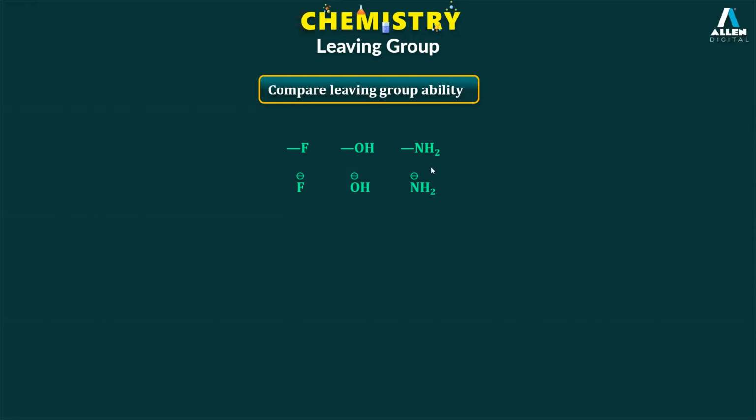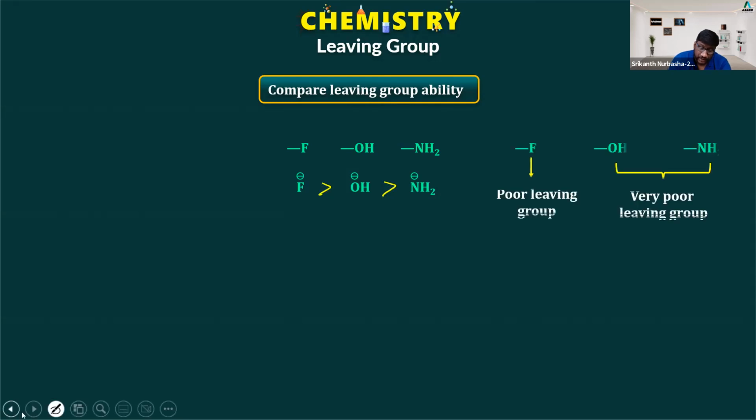Fluorine, like negative fluorine. Charge on a more electronegative atom is more stable, right? So F minus is a better leaving group than OH minus and NH2 minus. So F is a poor leaving group, but OH and NH2 are very poor leaving groups. Like C-I, C-Br, C-Cl are good leaving groups, C-F is a poor leaving group.